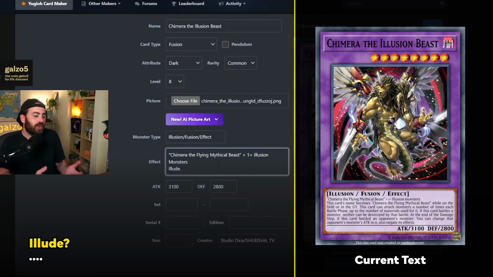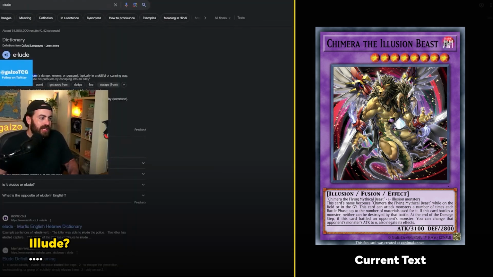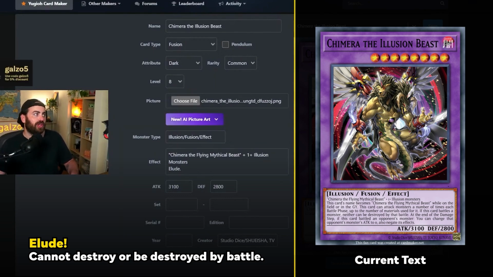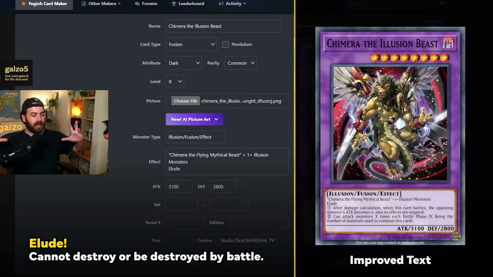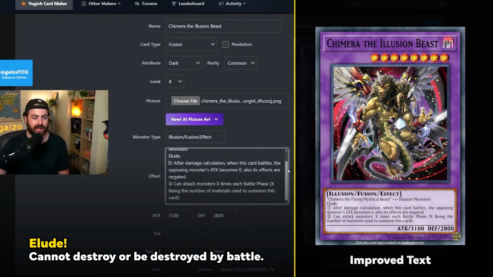So it's basically elude. It needs to be an attribute that is common to illusion monsters. Is it elude in like this? Elude. Evade or escape from danger. Dude, elude. It just has elude. This is perfect. I love elude. So elude is the attribute that illusion monsters will have from now. After damage calculation, when this card battles, the opposing monster's attack becomes 0, also its effects are negated. 2. Can attack monsters X times each battle phase, X being the number of materials used to summon this.